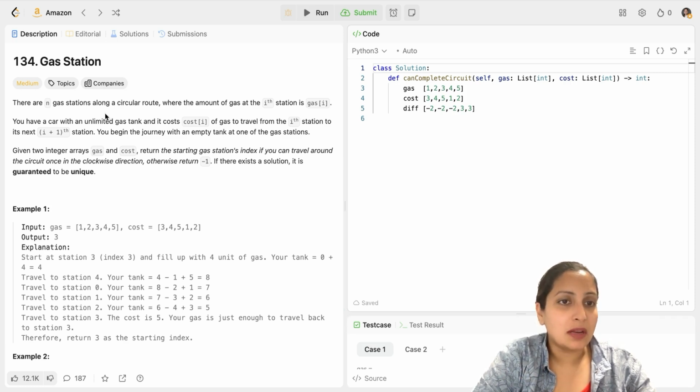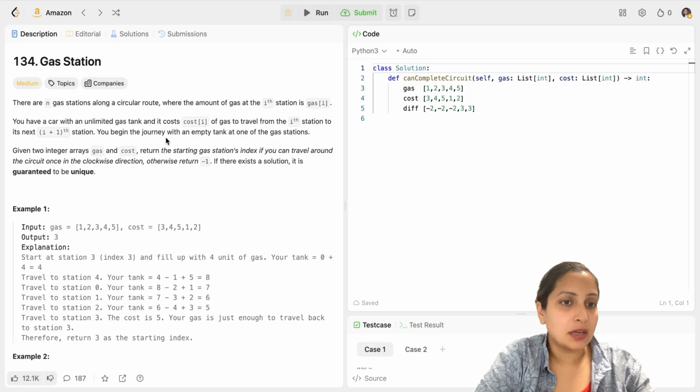You have been given n gas stations along a circular route. And all those gas stations have a certain amount of gas. At the ith station, you can say the gas is gas[i]. And you have a car with an unlimited gas tank. And it costs cost[i], and that is a cost array given to you as shown in the example here. So you have a gas array and a cost array. And the cost is the cost of gas to travel from the ith station to the (i+1)th station.